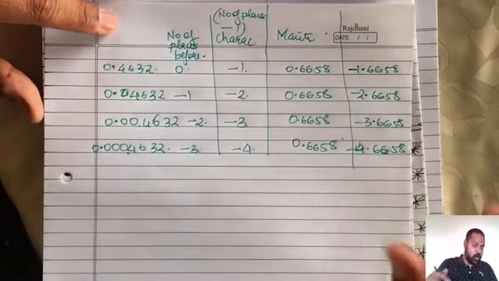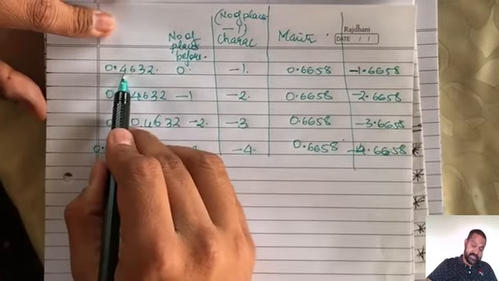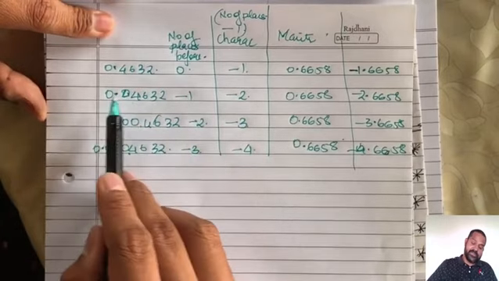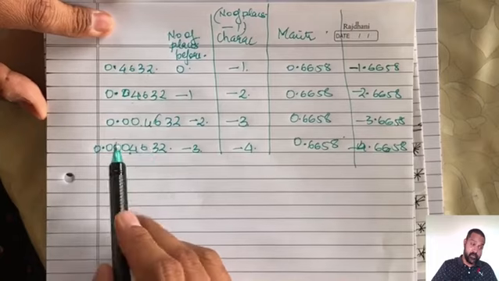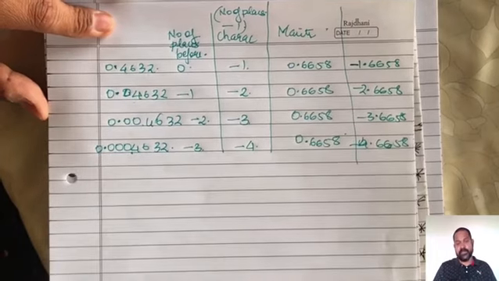And this is the log of 0.4632, 0.04632, 0.004632, 0.0004632.